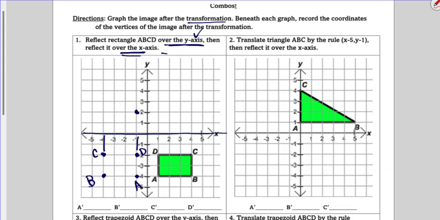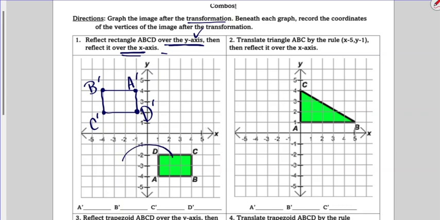D is now 2 above the x-axis, so that's really the final location for D prime. C ended up here, again 2 away from the x-axis. B is 4 below, A is 4 below, they're just going to end up 4 above. So those are the final locations for A, B, C, and D prime.